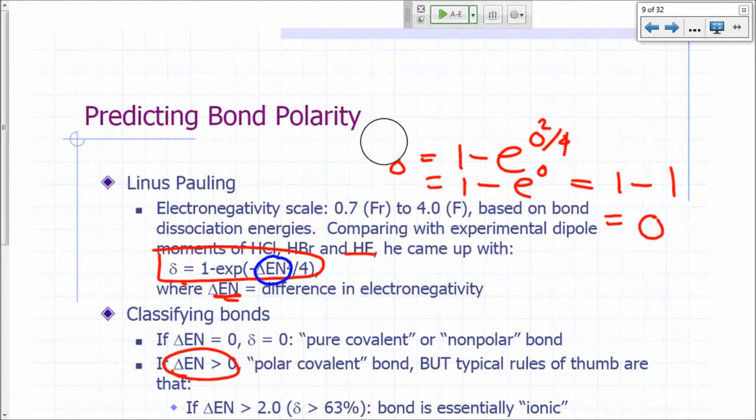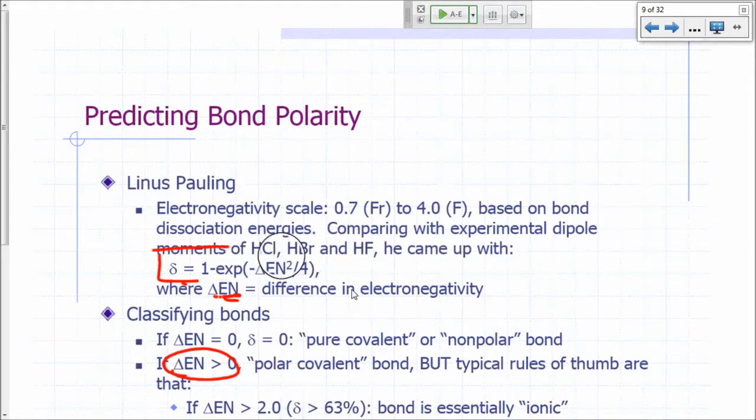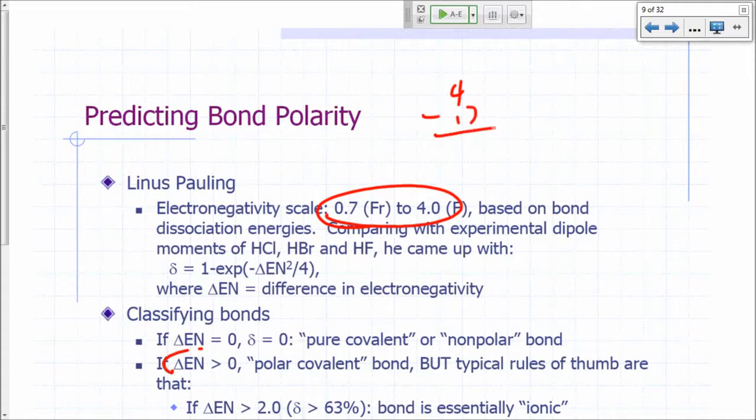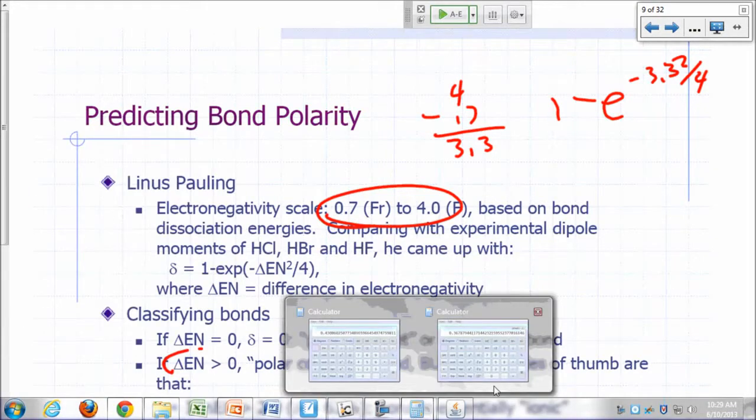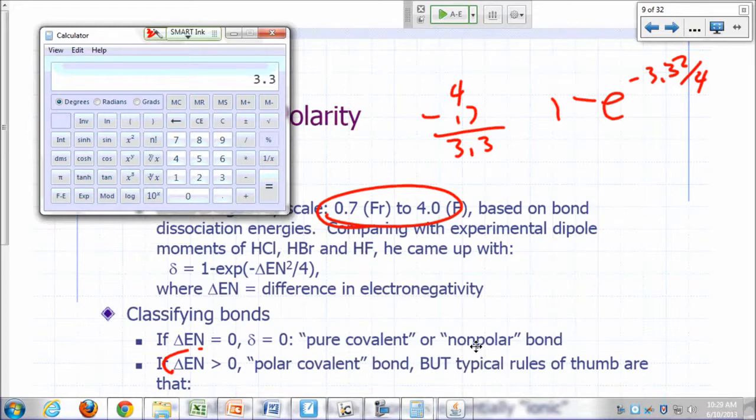What's the largest possible electronegativity difference you can get? Between francium and fluorine, right? Based on his scale, what's 4 minus 0.7? 3.3. But what is 1 minus e to the negative 3.3 squared over 4? Let's put that in your calculator. So 3.3 squared, so 3.3 times 3.3 divided by 4. Make that negative.